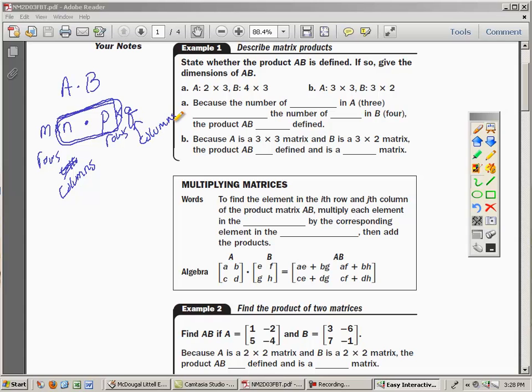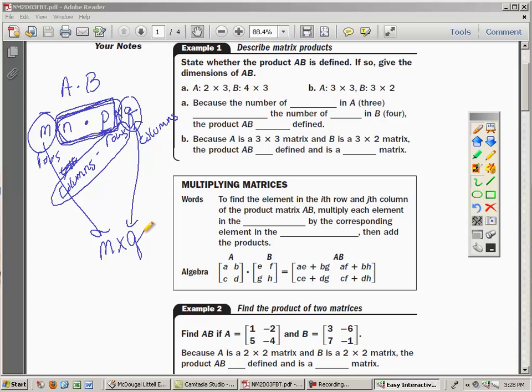So the definition, the way the book is going to say it, is that the columns of the first have to match the rows of the second. So long as these two quantities, the columns of the first matrix and the rows of the second matrix, match, you can multiply these two matrices together. And for the record, the result is going to be M by Q.